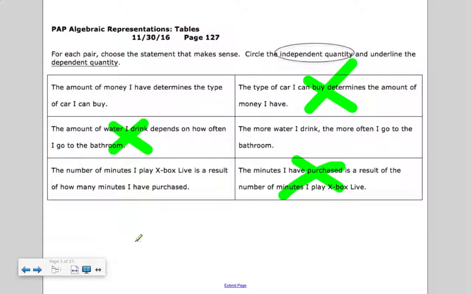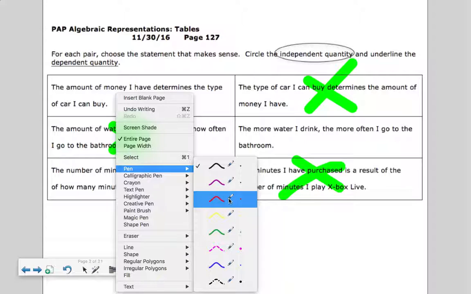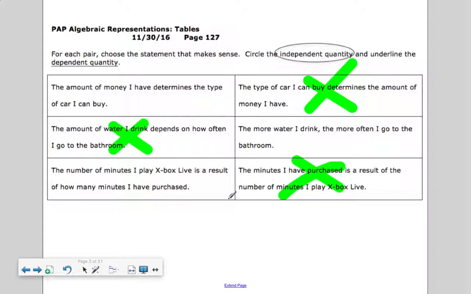So now that we have gotten that part out of the way, it's time to determine which one is the dependent and which one is the independent quantity. In science, I know you have talked about this. The dependent quantity responds. So the amount of money I have determines the type of car I can buy. Which one responds? The dependent, I think, is the type of car I can buy.